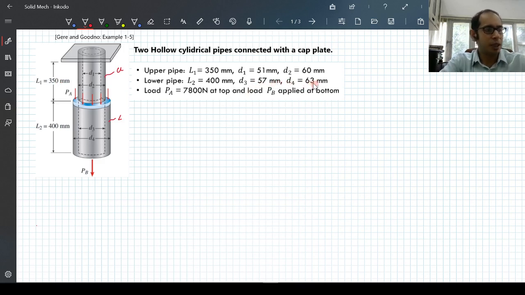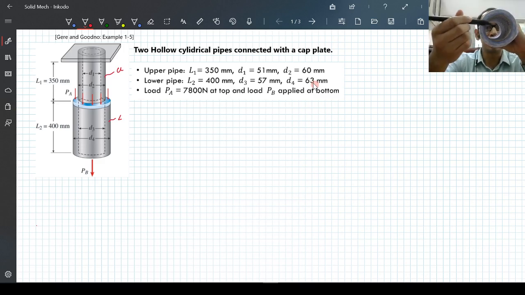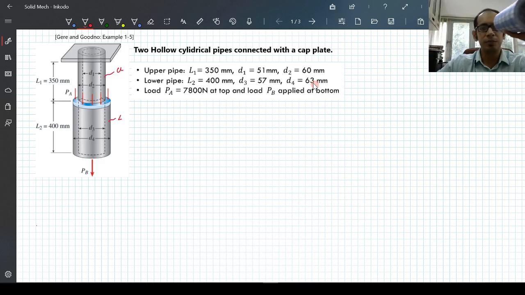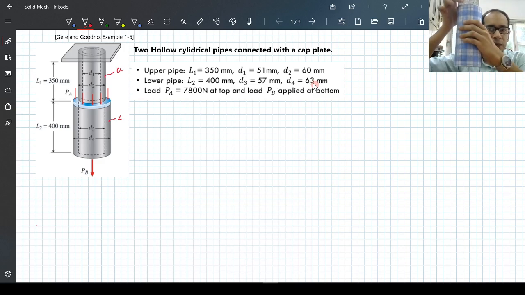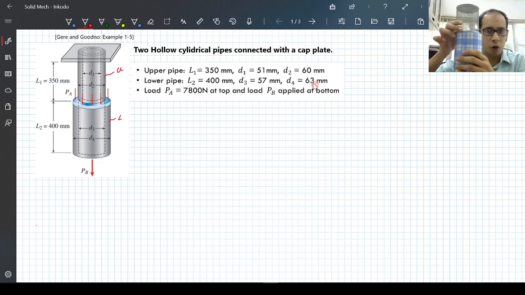Just to demonstrate, this is a way to imagine how it looks. This is one hollow pipe, where this is the outer diameter and this one is the inner diameter. This is the bottom pipe and you have a top pipe, connected together. Maybe if you put glue around the rims, it is glued together over here, so you have a kind of system. You have two hollow pipes essentially, the upper one and the lower one, as marked in this figure.